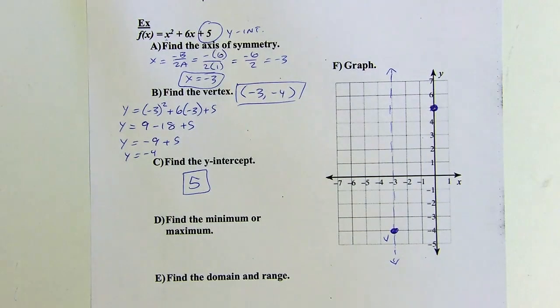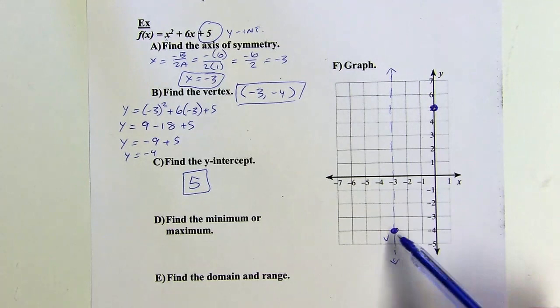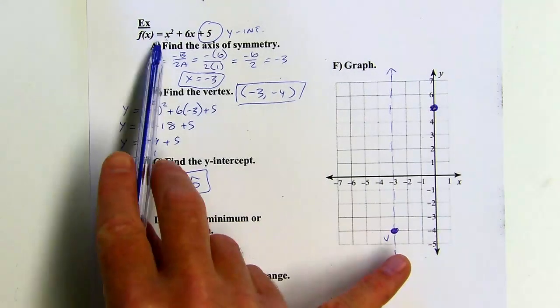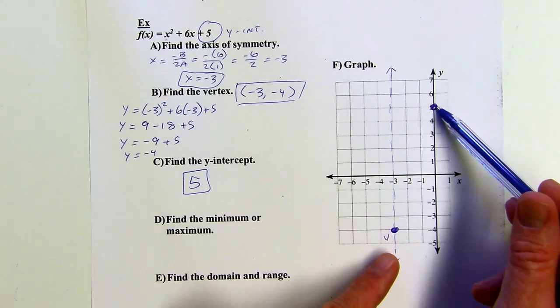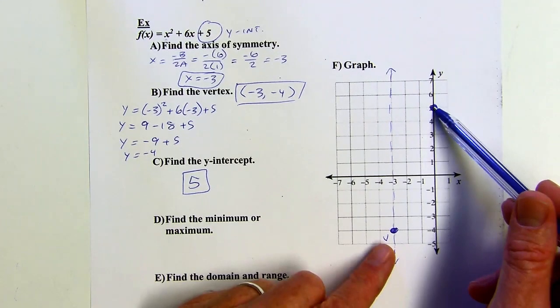All right, so I'm going to graph this parabola just from this information. I've got the vertex. I can see this is going to open upwards, which makes sense because the a value was positive. Okay, but what I can do with this point, this y-intercept, I can find another point because this should have a mirror image on the other side of the axis of symmetry.